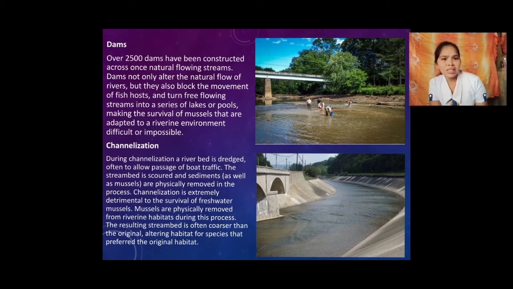Channelization. During channelization, a river bed is dredged, often to allow passage of boat traffic. The stream bed is scoured and sediments, as well as mussels, are physically removed in the process. Channelization is extremely detrimental to the survival of freshwater mussels. Mussels are physically removed from riverine habitats during the process. The resulting stream bed is often coarser than the original, altering habitat for species that prefer the original habitat.